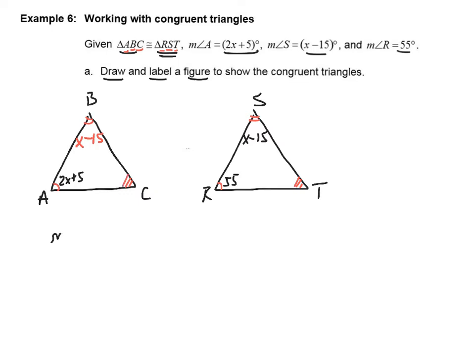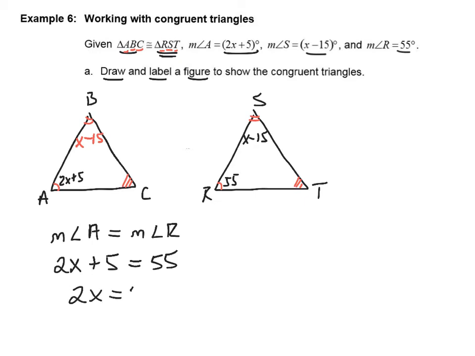Well, I already pointed out that angle A and angle R are congruent, so that means their measurements are going to be equal. Well, that means that 2x plus 5 must equal 55. So now I can solve for x. It looks like I end up with 2x equals 50, so x equals 25.